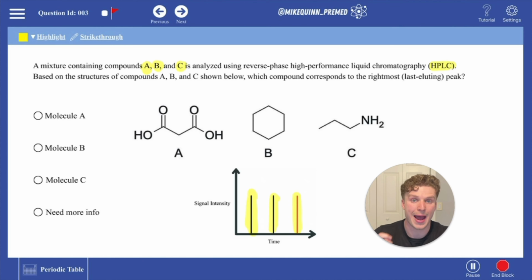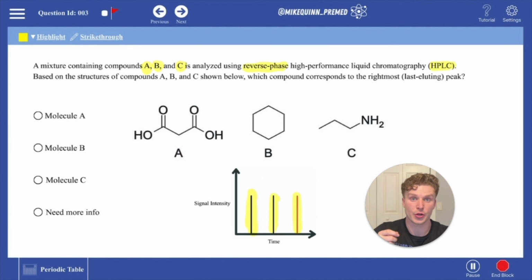Now, how do you actually get the answer? Well, you need to pay attention to this word right here, reverse phase. This can either be reverse phase or normal phase. I think reverse phase is higher yield. Reverse phase and normal phase have everything to do with whether the stationary phase is polar or non-polar. In normal phase, the stationary phase is polar. In reverse phase, which I mentioned is a little bit higher yield, the stationary phase is non-polar, so it's going to attract non-polar things.